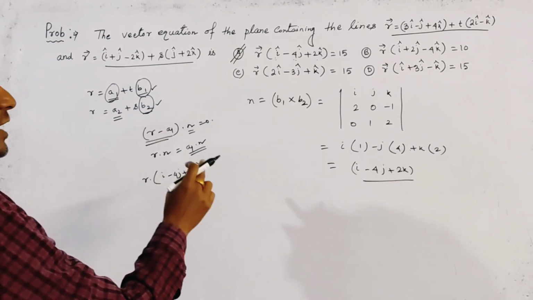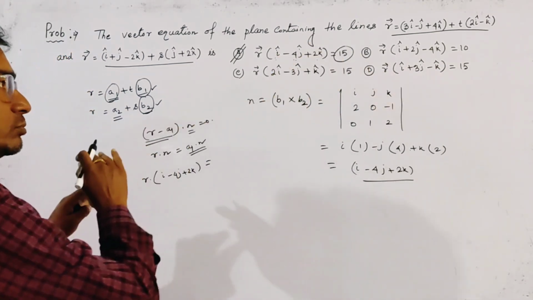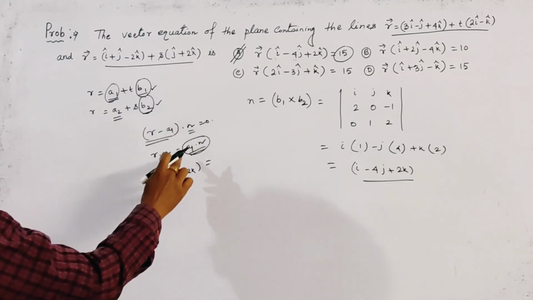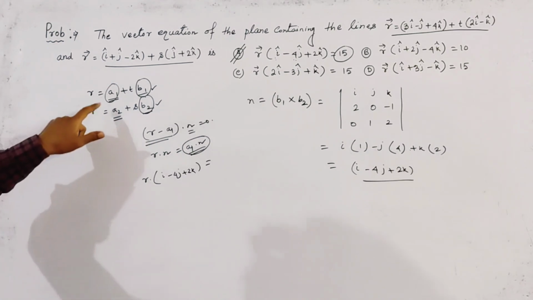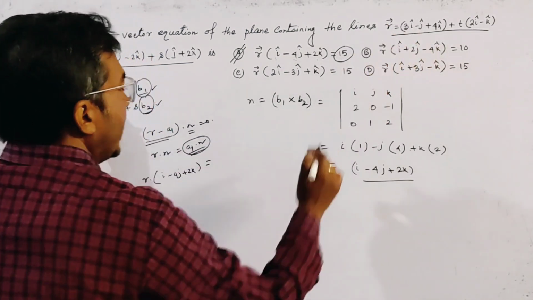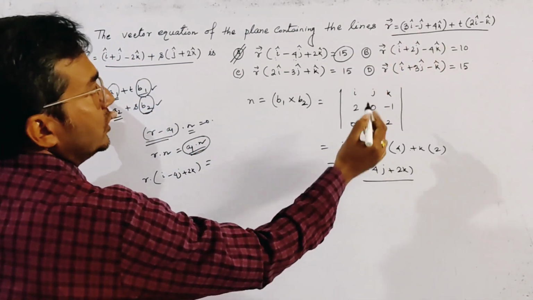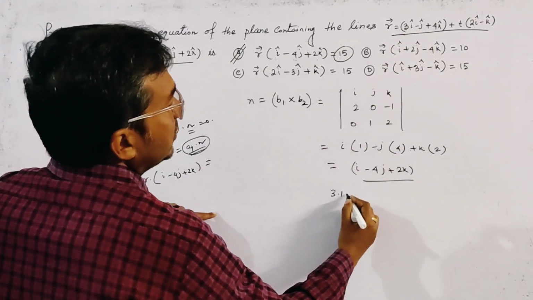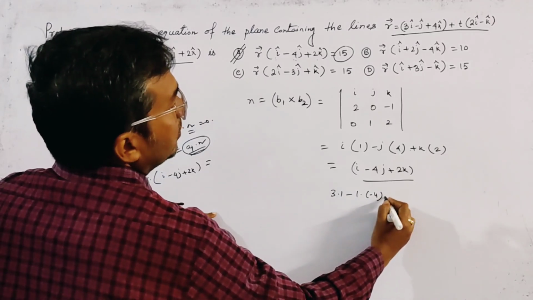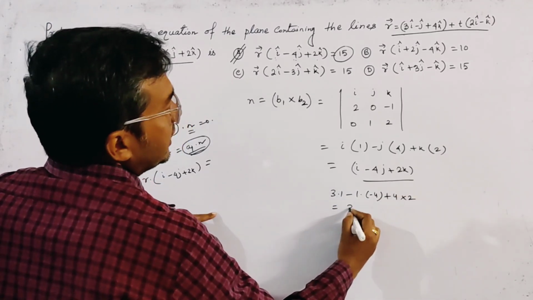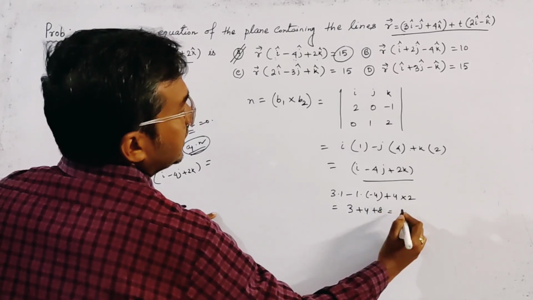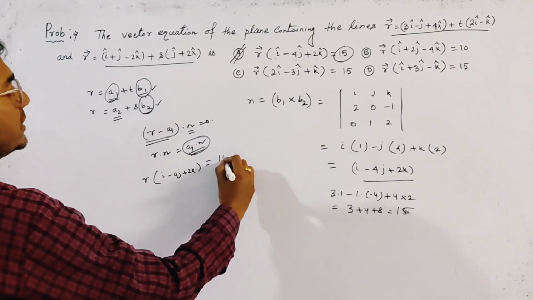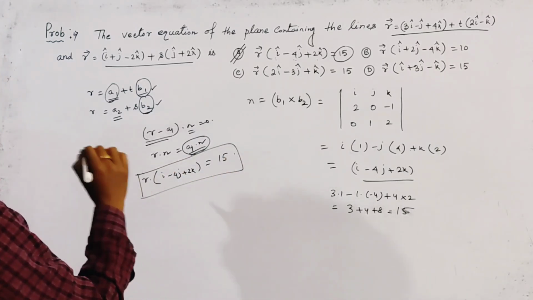Now if we also find the constant, for a broad type question, we have to calculate this dot product, and A1 is given by this. We already have the value of n, so the dot product of A1 and n is 3 into 1 minus 1 into minus 4 plus 4 into 2. So we get 3 plus 4 plus 8, that is 7 plus 8, which is 15. This is our complete answer.